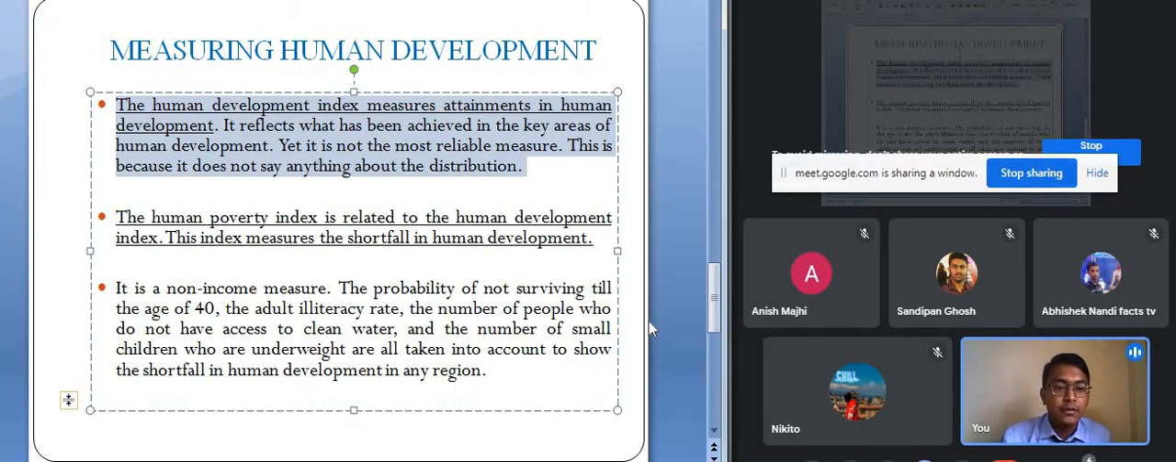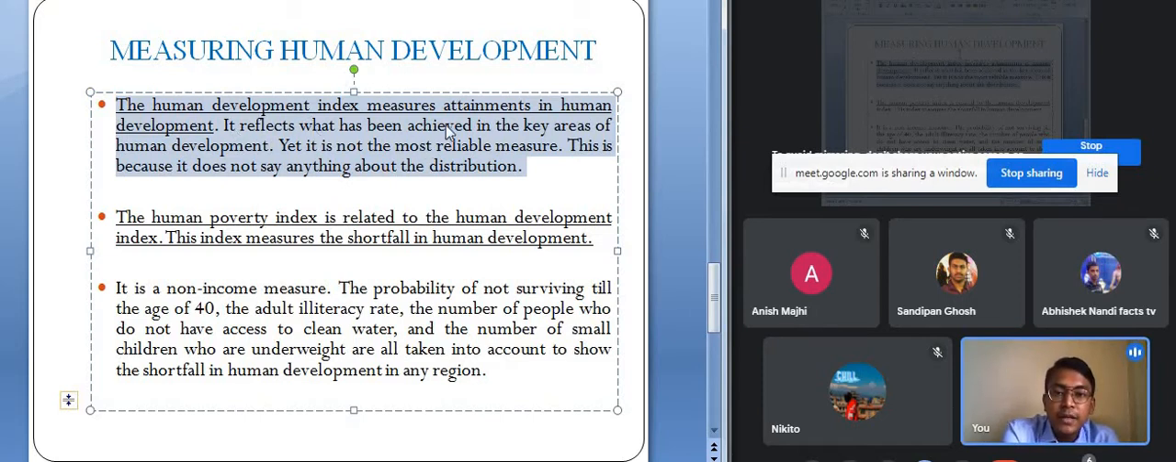And we cannot say that it is the most reliable measure of measuring the level of human development, because sometimes the distribution is not proper. The distribution of health facilities, resources, and educational facilities is not done properly. So that is why sometimes we find that the people are not having access to these things. Obviously, it will hamper the level of human development.